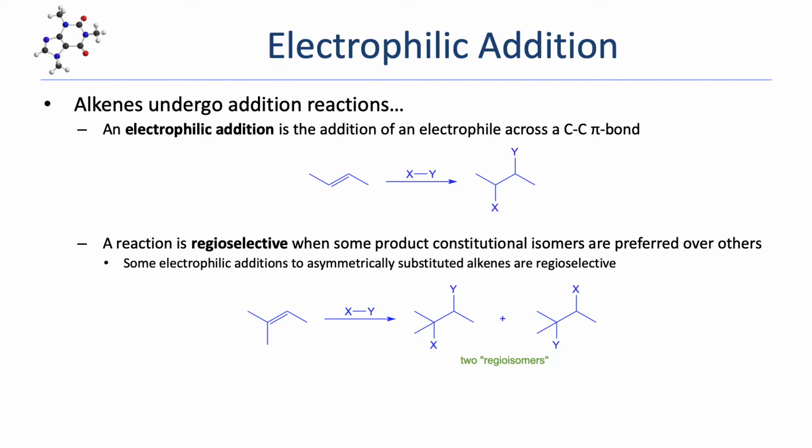Those two products are actually constitutional isomers. And in this context, when they're the products of a reaction, we call them regioisomers. When a reaction prefers to form some regioisomers over others, it's said to be regioselective. And as you'll see, some of the electrophilic addition reactions of alkenes are regioselective.